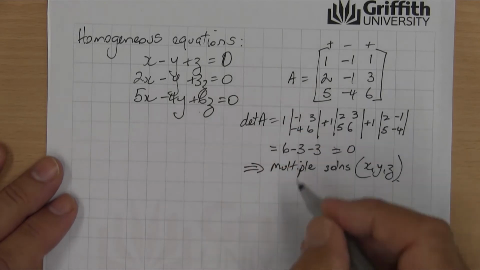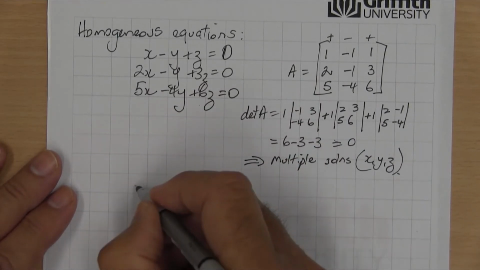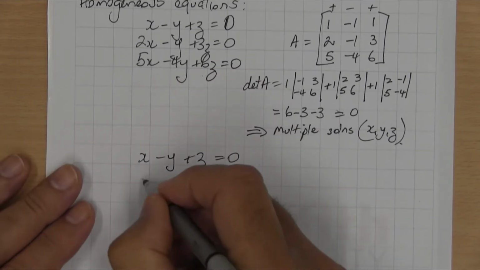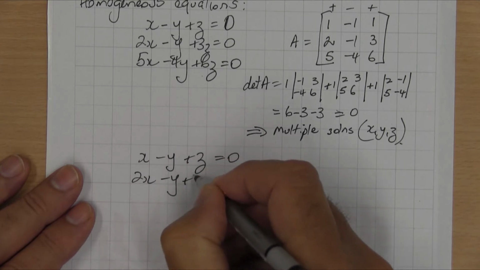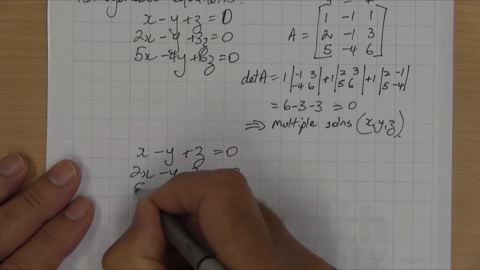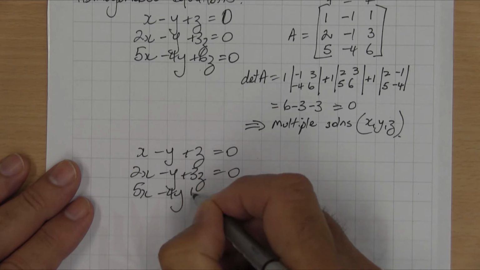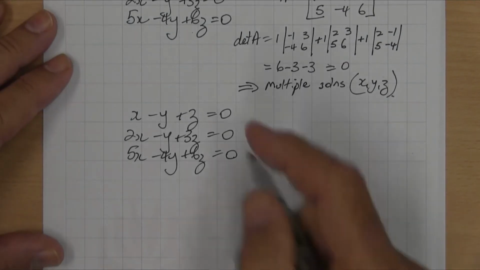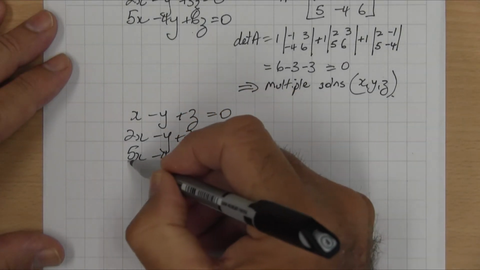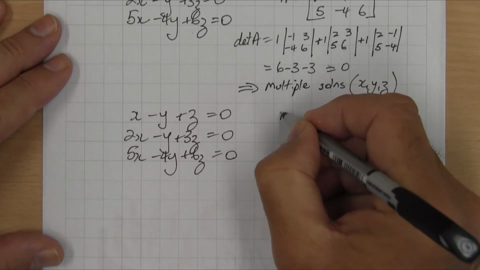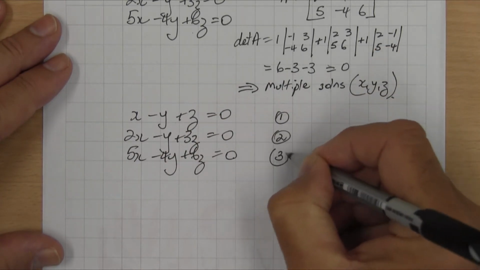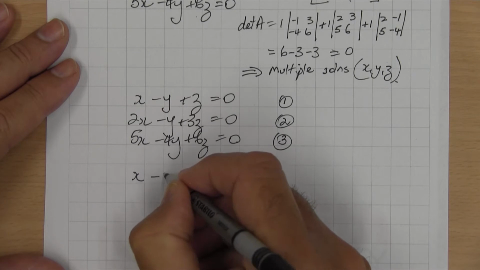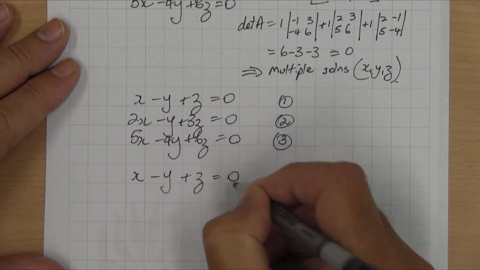So we might just write this down again. We've got x minus y plus z equals 0, 2x minus y plus 3z equals 0, and 5x minus 4y plus 6z equals 0. One way to do these is to make all those terms equal to 0 by combining equations 1, 2 and 3. We leave 1 alone. So we've got x minus y plus z equals 0.